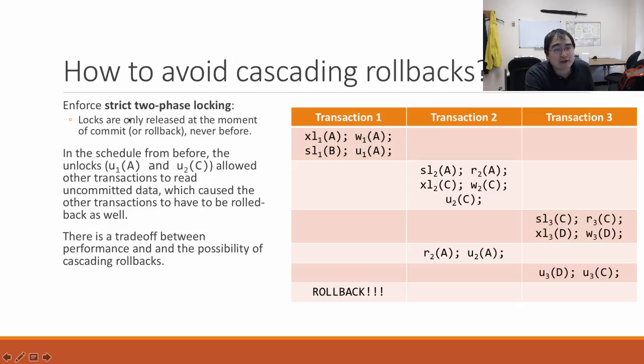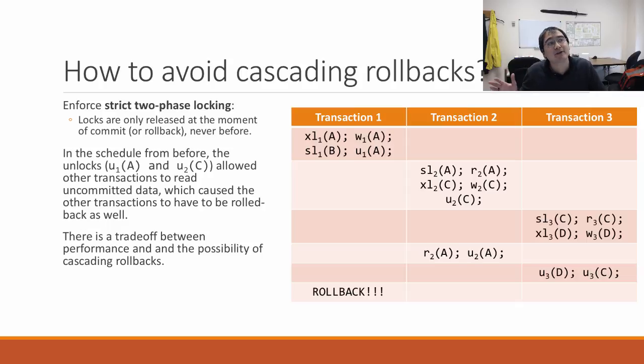So by enforcing strict two-phase locking, you make sure that you don't get these cascading rollbacks, because nobody else is allowed to read your write until you've actually made your commit. And so that saves from cascading rollbacks, but the problem is that it heavily constrains what sort of work this transaction can do.